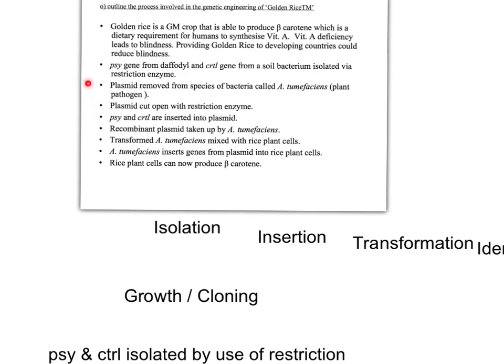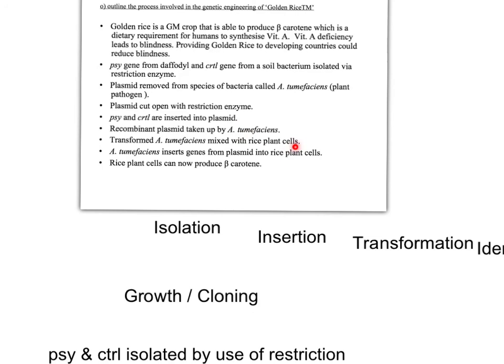We then have to transform. We have to transform two organisms. First of all, transform the agrobacterium. Okay, which is a tumefaciens. I'm not quite sure how you pronounce that, but they're all part of the genus Agrobacterium, which are plant pathogens. So we have to transform the agrobacterium first, and then the agrobacterium transforms the rice plant cells.